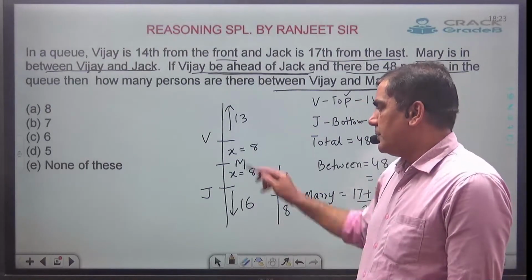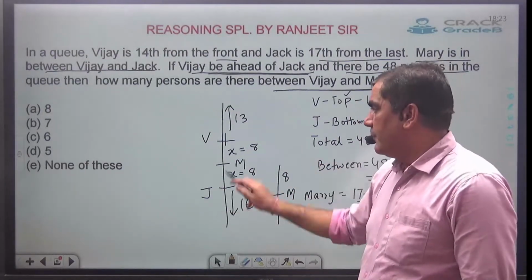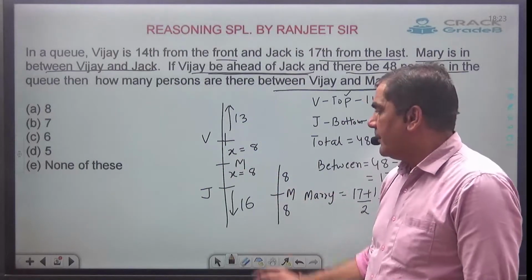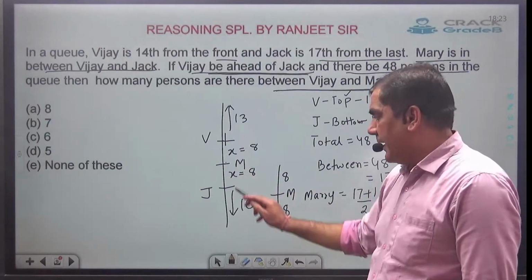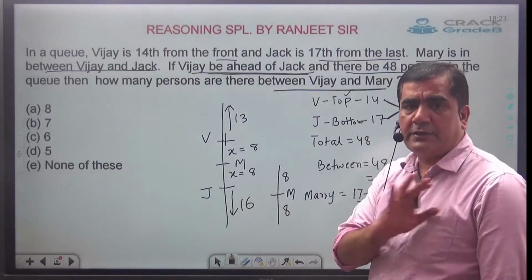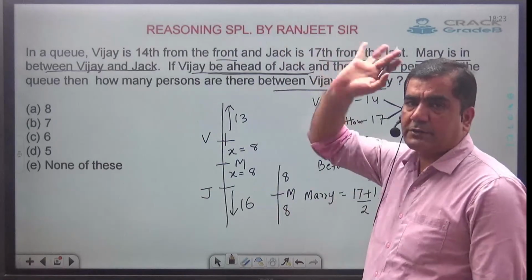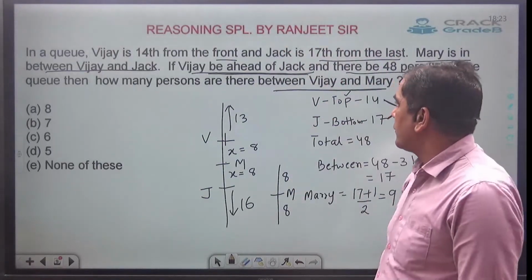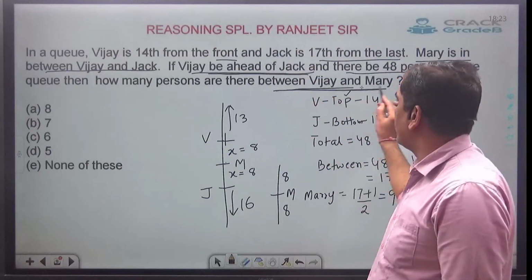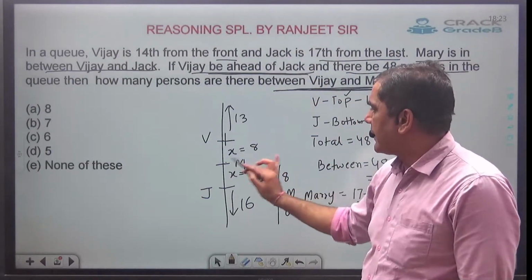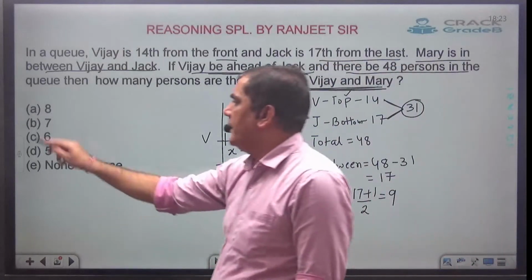Clear? So top of Vijay is 13. Between Vijay and Mary is 8. Between Mary and Jack is 8. And below Jack is 16. Everything is known to me. So whatever they have asked, now I am able to get the answer. The question is, how many persons are there between Vijay and Mary? It comes out to be 8. So the answer should be 8, option A.